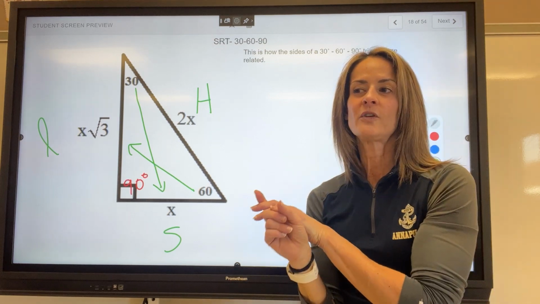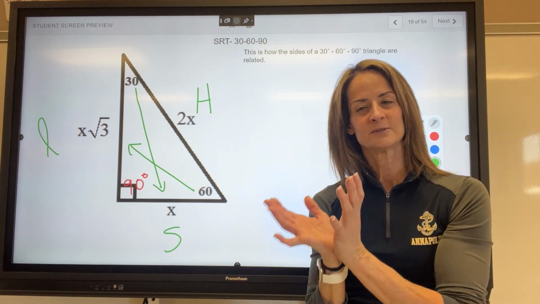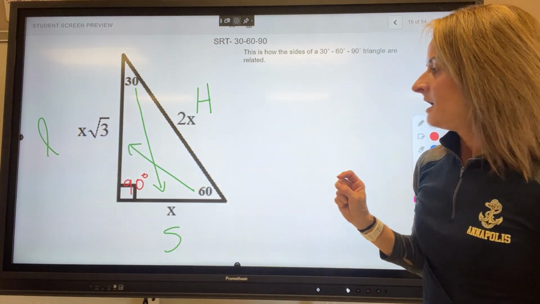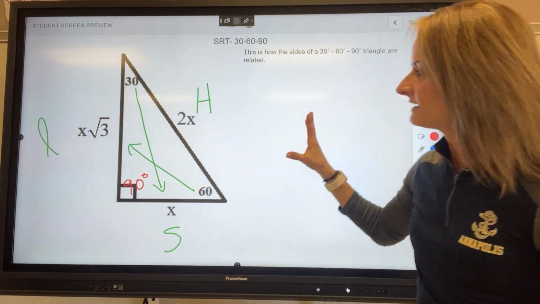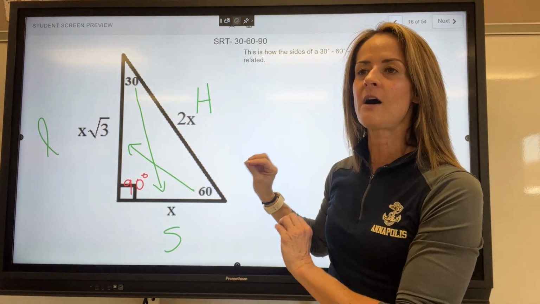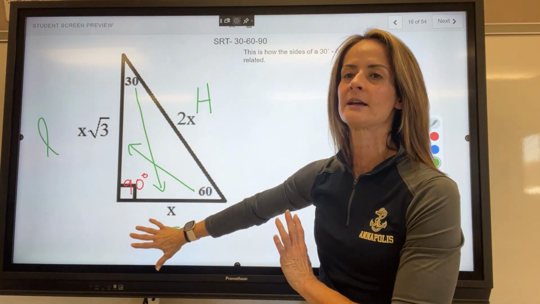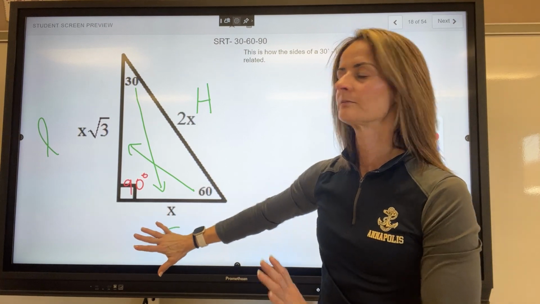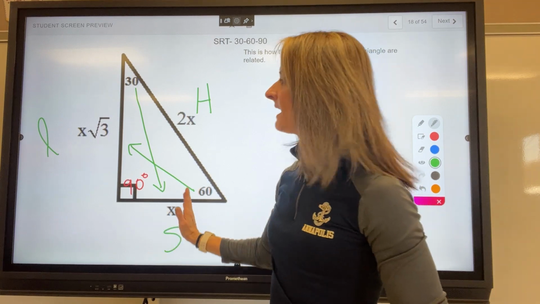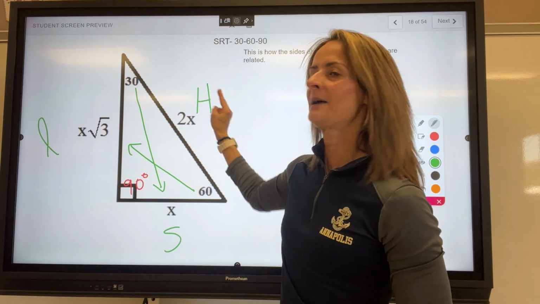In the previous triangle, the 45, 45, 90 triangle, the lengths of the legs were the same, which was nice. But here we've got a short leg, a long leg, and a hypotenuse. The relationship between the lengths of the long side and the hypotenuse revolves around the length of the short side. Whatever that length is, we call that x, or our whole amount. We multiply it by the square root of 3 to get the long leg, and we multiply it by 2 to get the hypotenuse.